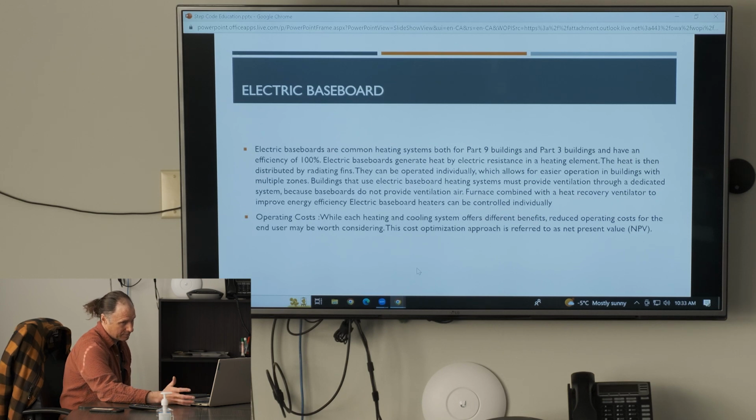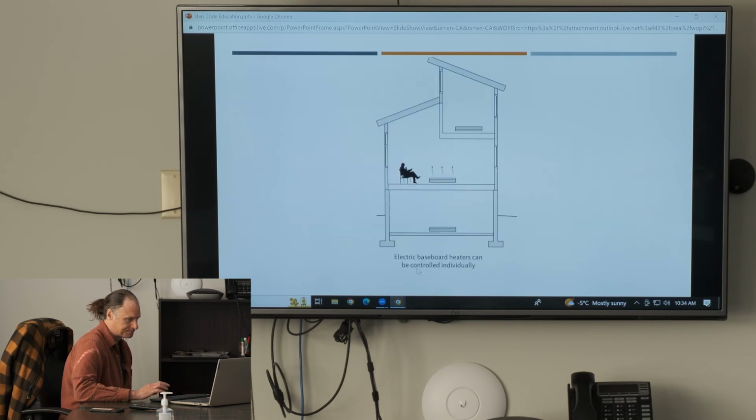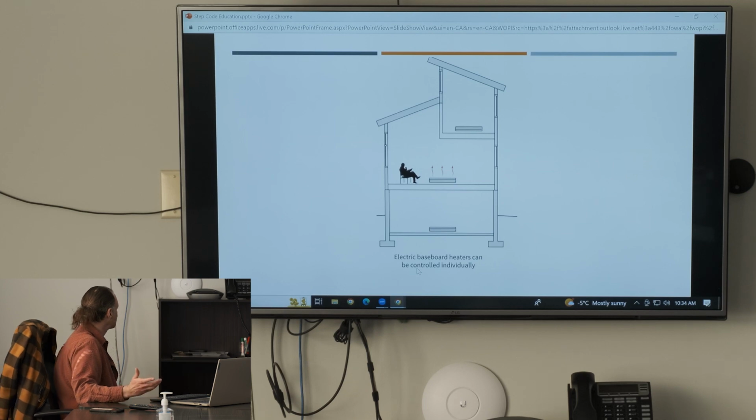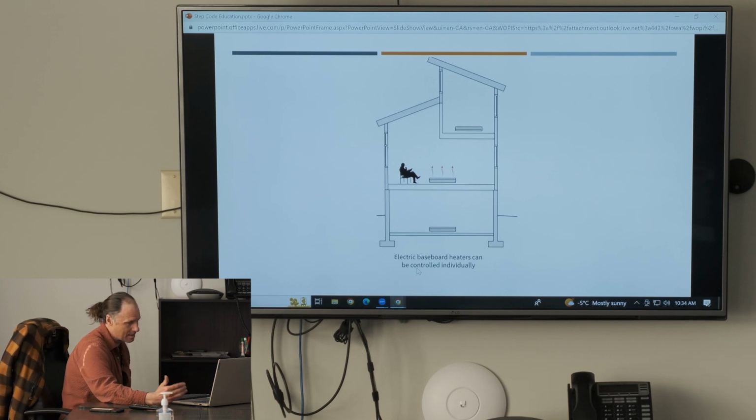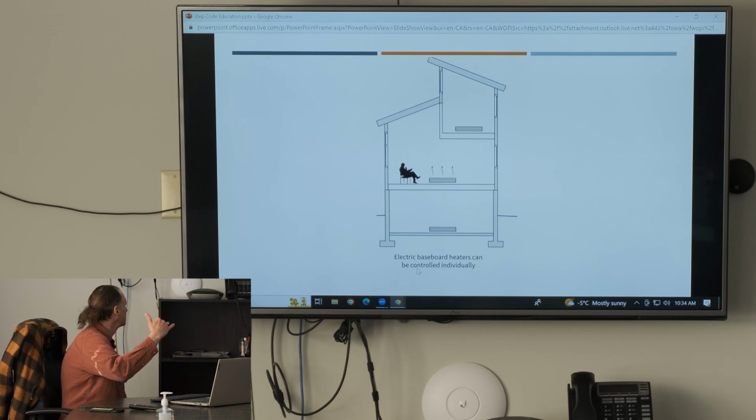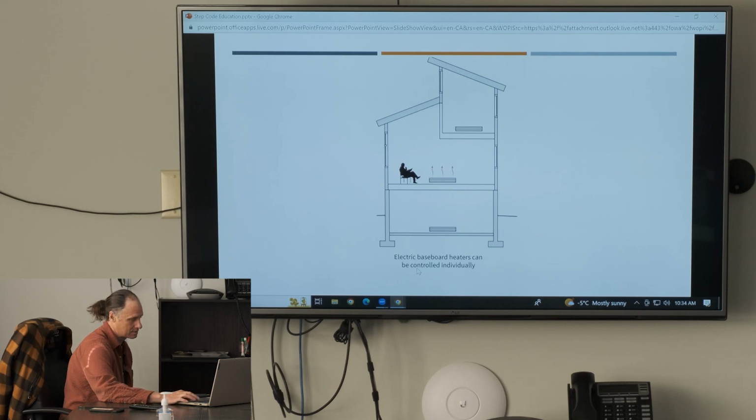So it would help if you're using those to have different zones, to have a heat recovery ventilator, so they're not always operating all the time. And that's the idea, is that baseboards can be controlled individually and they can be used to heat different areas of the house.